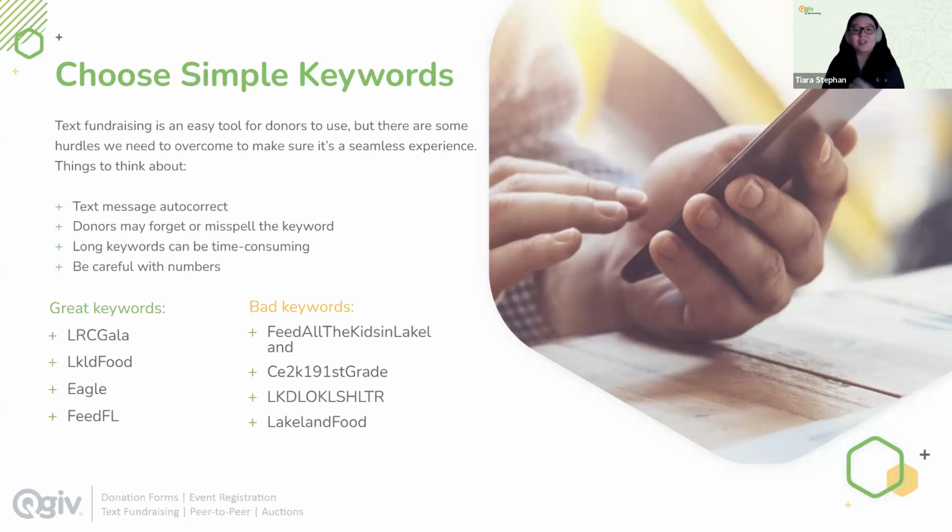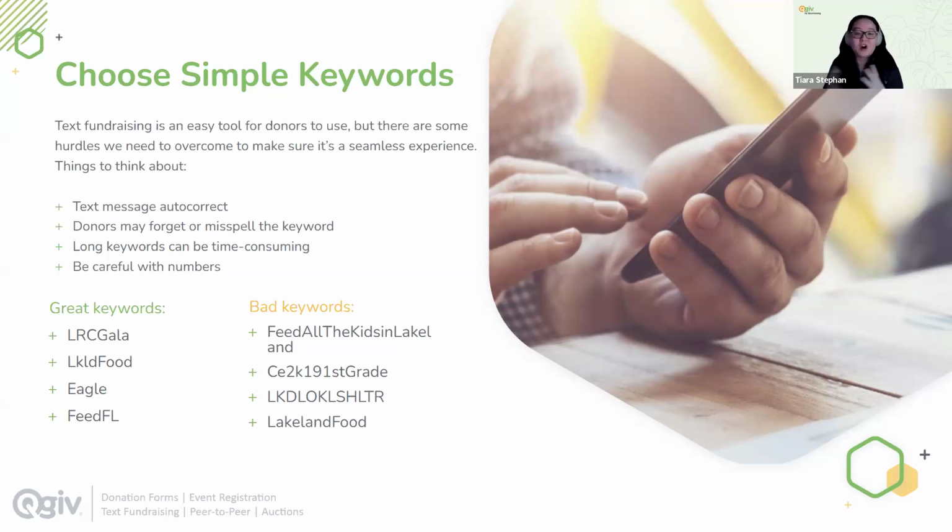And also, be careful if you're adding a number to your keyword, or better yet, don't add a number at all. With the option of adding a number to your text to donate keyword to set a donation amount, your donors might accidentally set a donation amount they didn't intend to set if they accidentally add a space to their initial keyword text with a number in it. You don't want your donors clicking on the link to your donation form only to discover that they pledged to give $2,024.